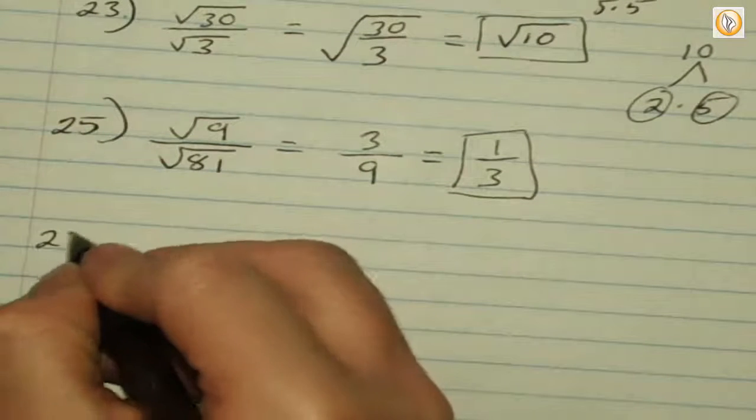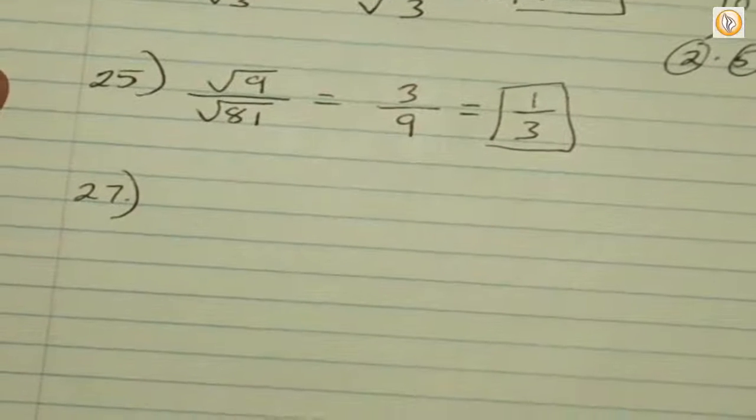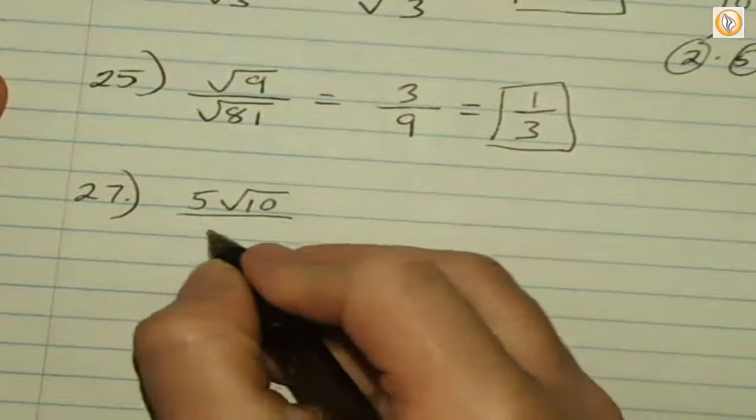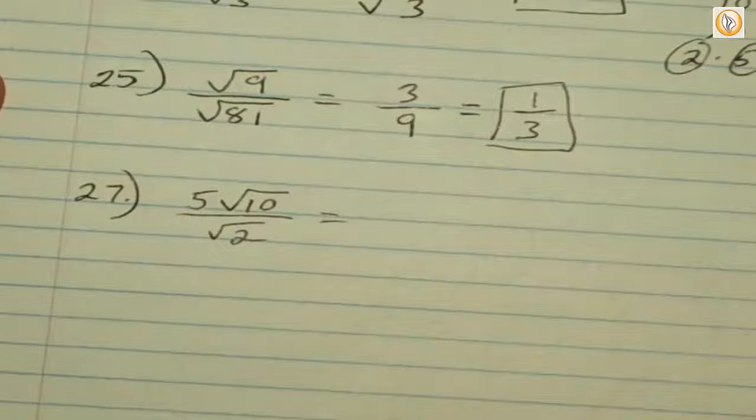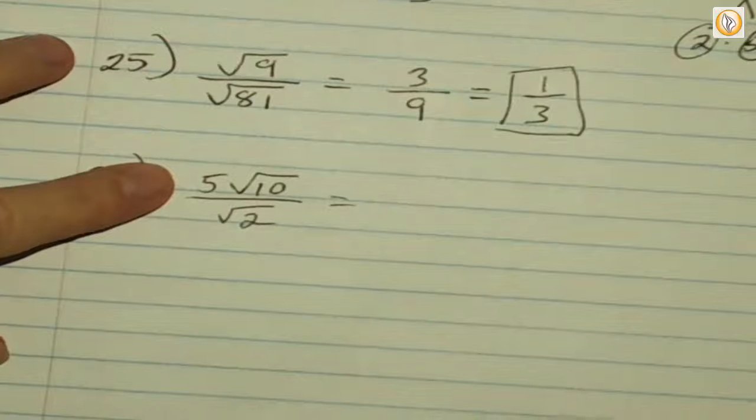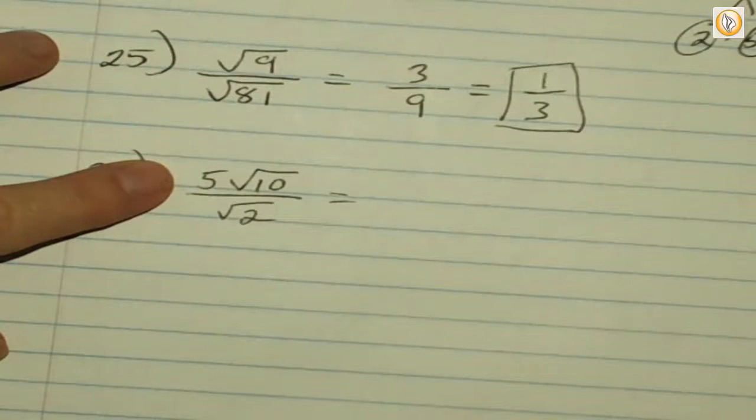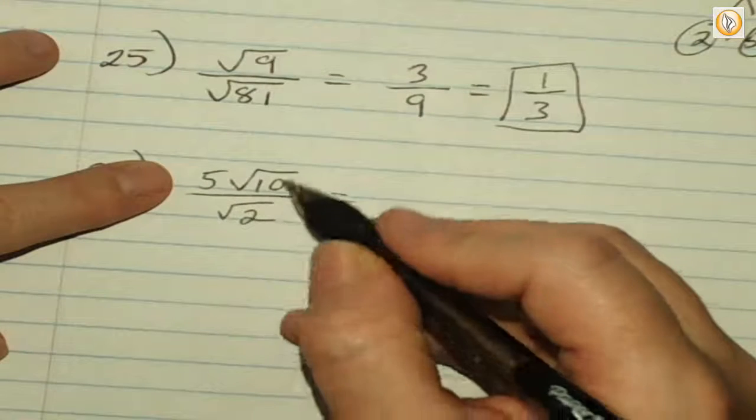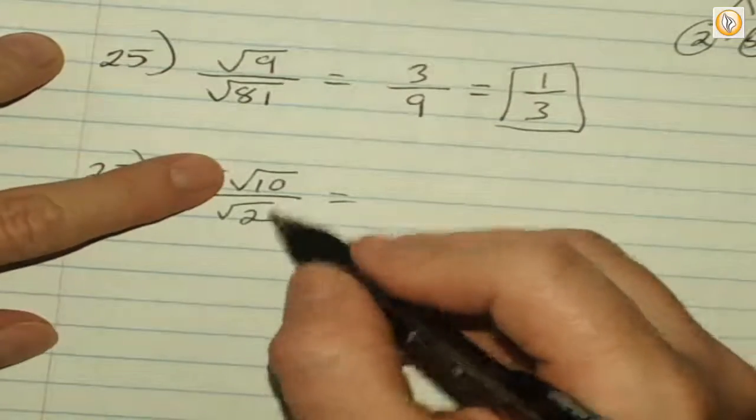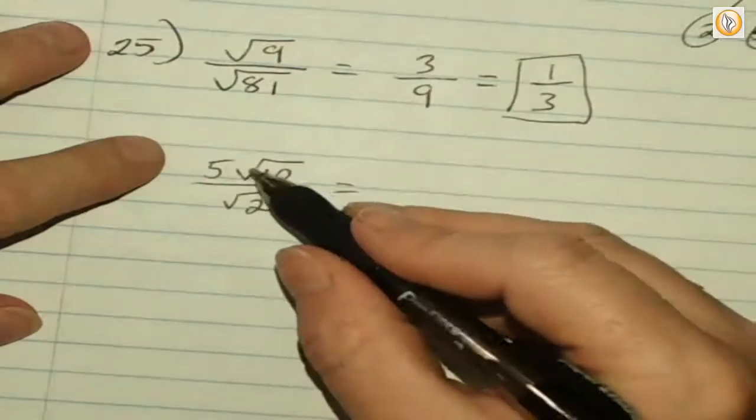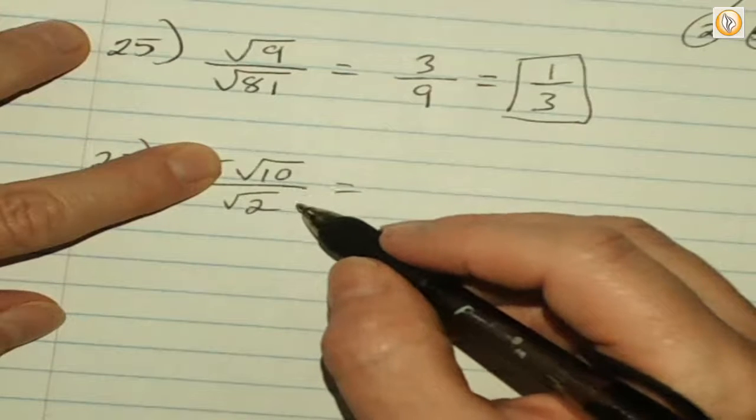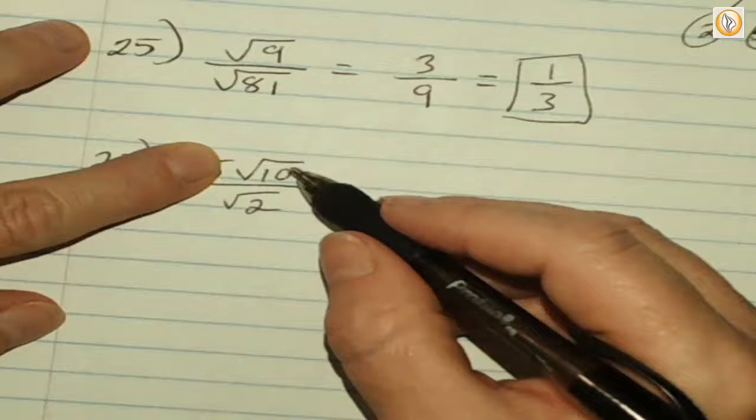Let's look at 27. Ooh, that's different. 5 times the square root of 10 divided by a square root of 2. Okay, this has a number on the outside. That's kind of crazy. Are these perfect squares? No, ma'am. So we're not going to look at this 5 right now. We're going to look at these 2. Can these be divided? Yes.